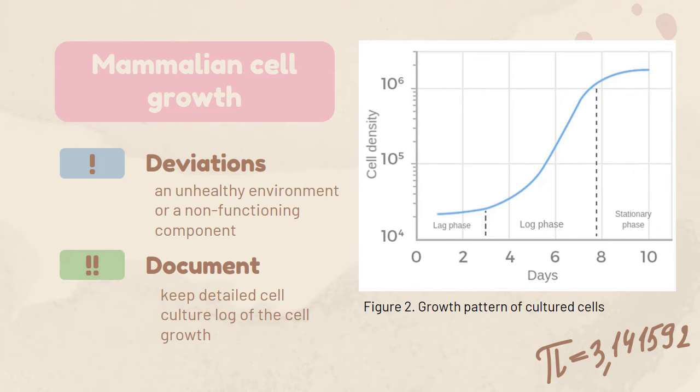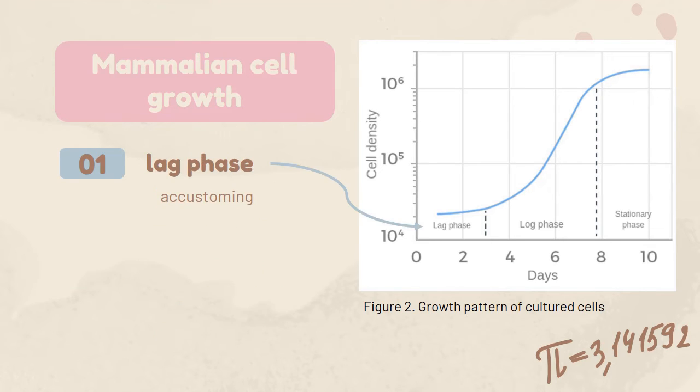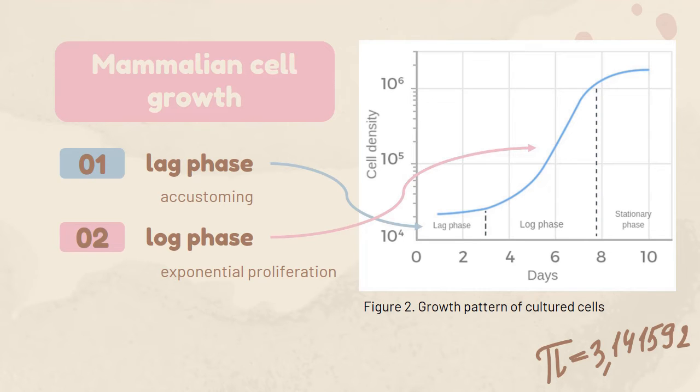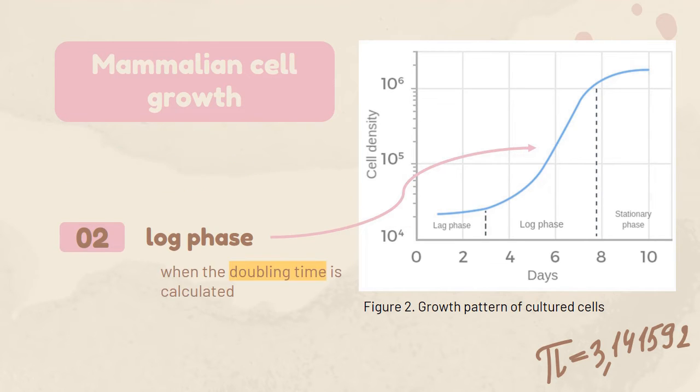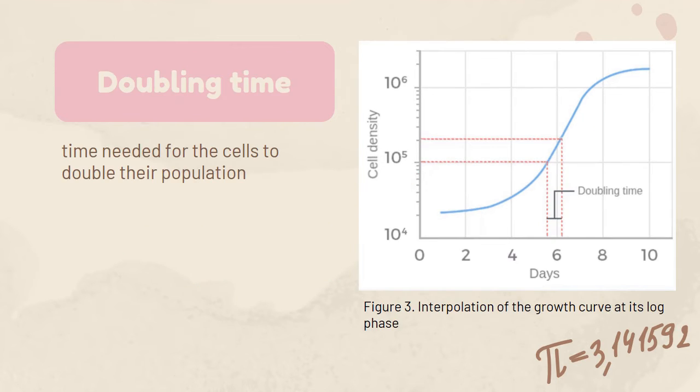It is also important to keep a detailed cell culture log of the cell growth to detect growth anomalies and to establish the doubling time, which will be discussed in a while. Going back to the effect of seeding, it enables the culture to proceed from the lag phase to the log phase where cells proliferate exponentially. In the log phase, doubling time can also be calculated. Doubling time refers to the time needed for the cells to double their population. It can be calculated by interpolating the growth curve during the log phase as seen in Figure 3.